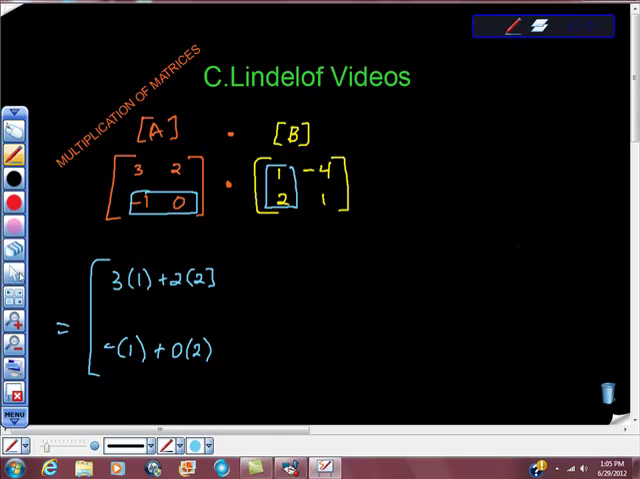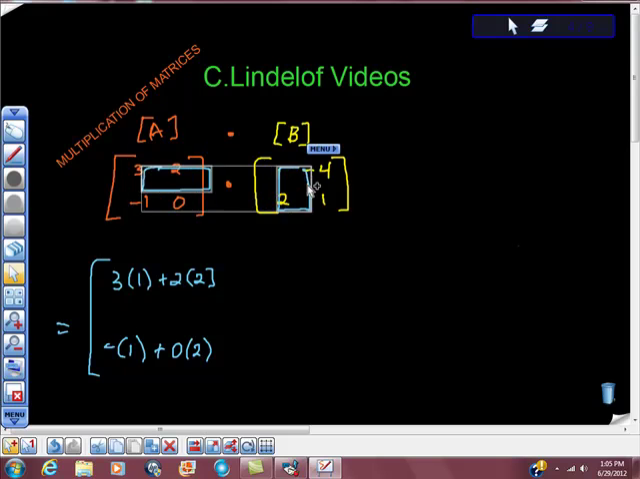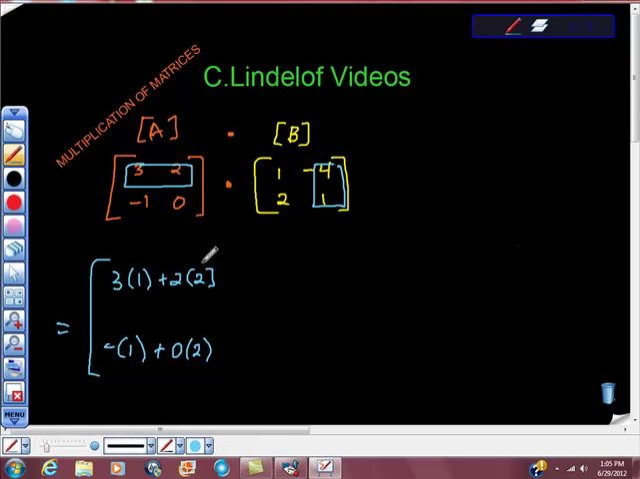Right, we're going to do the first row by the second column. And that would look like 3 times negative 4 plus 2 times 1.